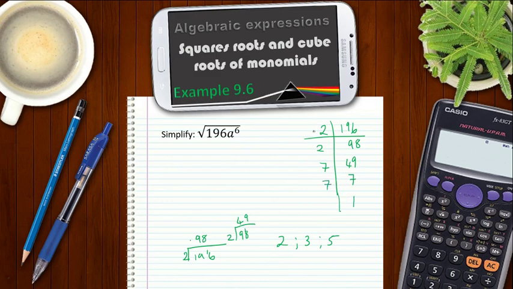Okay, so if I write this as prime factors, I write it as 2 squared times 7 squared a to the power of 6. Then if I take it out, because this is a square, it can come out of the square root, so this is just 2 times 7, and then a to the power of 3 when I divide that exponent by 2. So just to simplify our answer, we've got 2 times 7, and that gives us 14a to the power of 3.